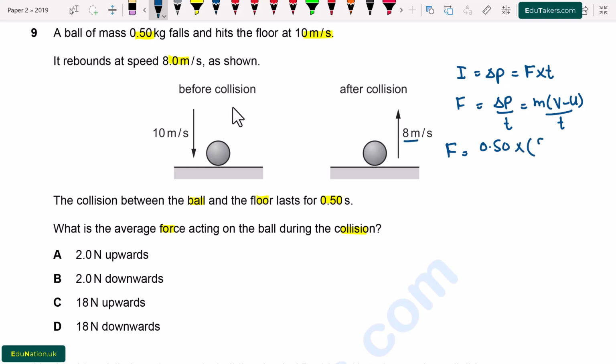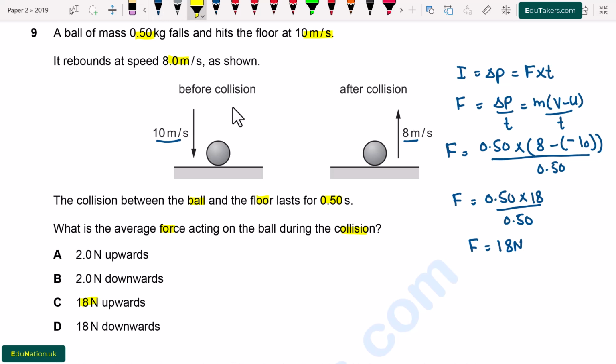After collision, here it is 8 minus before collision the speed is 10 meter per second, but the direction is opposite. That's why I write here minus 10. Divided by time, which is given 0.50 seconds. So the force will be equal to 0.50 multiplied by 18 divided by 0.50. So force is equal to 18 Newton. We have found out the magnitude of the force. So from the options, option C or D is correct.